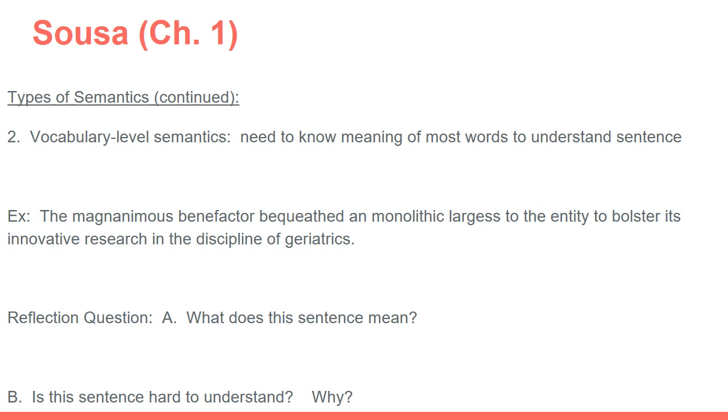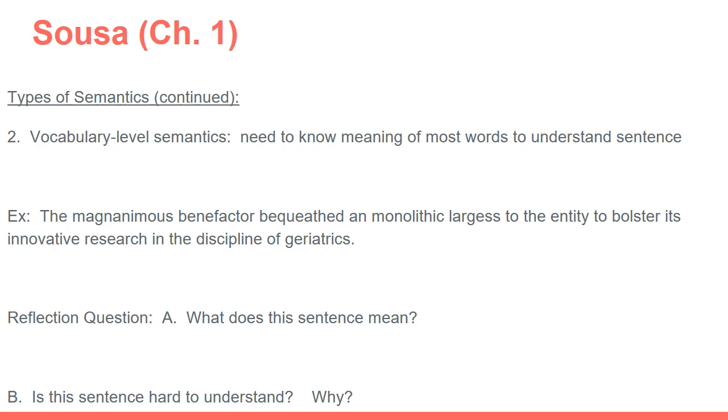The second type of semantics could be vocabulary level semantics. So this would be where to understand a sentence, you have to know most of the words in the sentence. And I gave a complicated sentence that you don't have to read right now. But my point is that in general, by around 36 months, for sentences that are made to be spoken to young children, most children can understand most of those words. They have the vocabulary to understand that sentence.